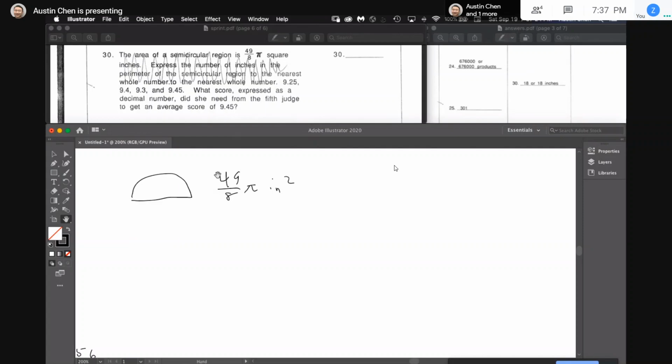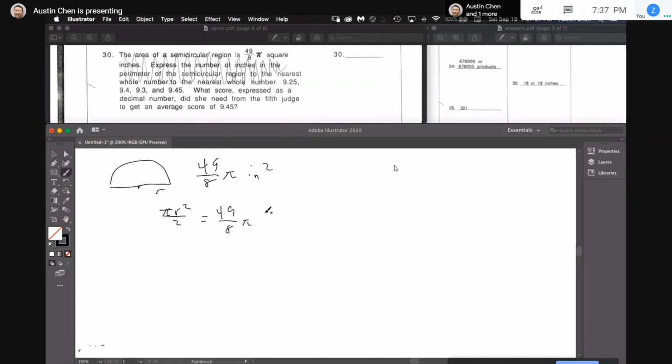So we obviously need to find what the perimeter is, right? And then round it. So let's do that. Let's call the radius of the semicircle r. If the radius is r, then the area of the semicircle is going to be pi r squared over 2, because the area of the entire circle would be pi r squared, and a semicircle is half of that. And this equals 49/8 pi square inches.